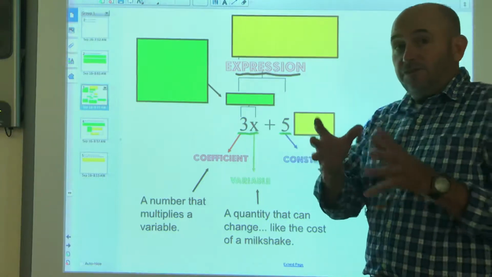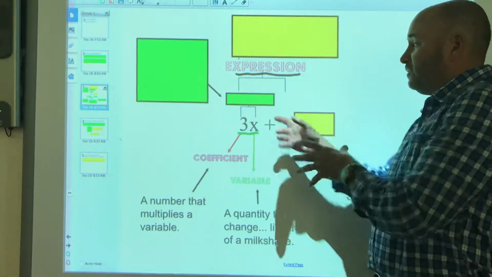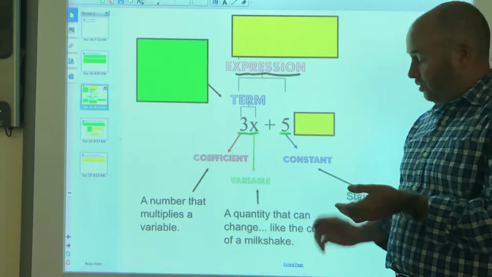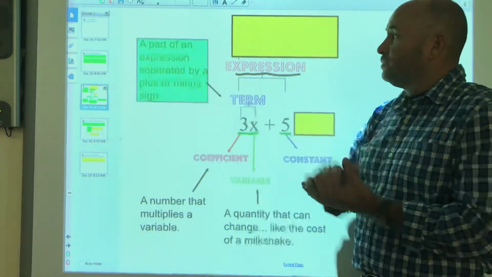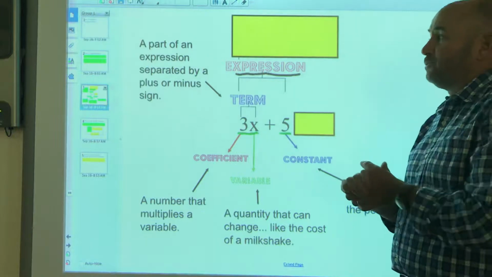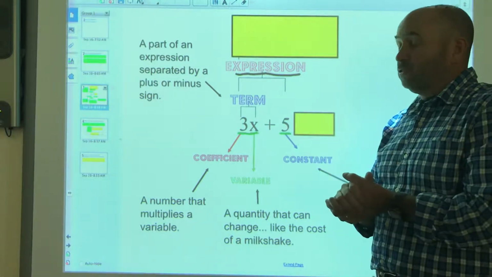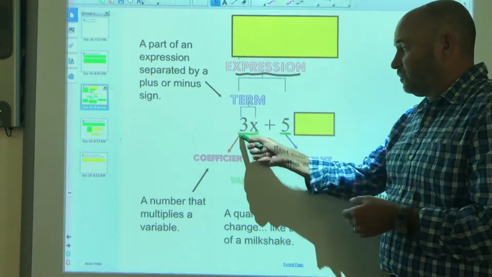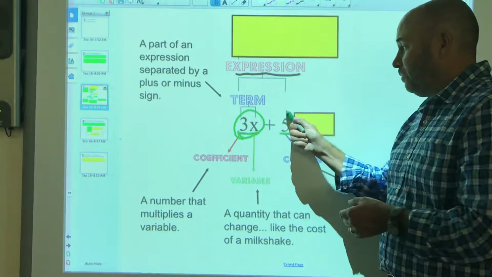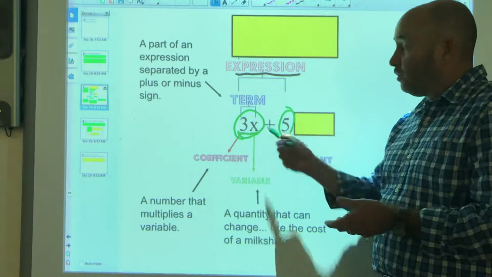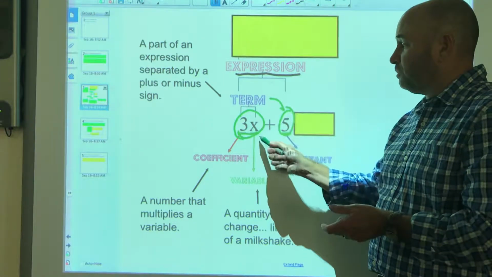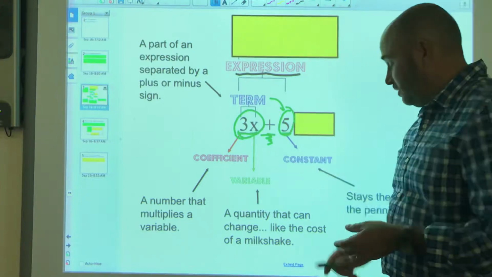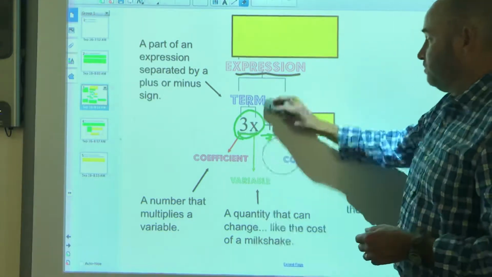Now, the coefficient and the constant separated by addition represent terms, okay? So the terms of an expression would be a part of an expression separated by plus or minus. So the part or parts of an expression, such as 3x plus 5, are terms, okay? They are terms because they are separated by addition or subtraction. In this case, addition, okay?